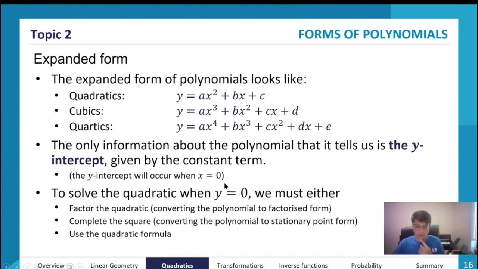Now, something you'll have to consider is with quadratics, polynomials of degree 2, when y equals 0, Methods 1-2 expects you to be able to solve for x. Of course, you might have done this in previous years, but the way we solve the quadratic when y equals 0, we either factor the quadratic, which is where we convert this quadratic from the expanded form into the factorized form, or we complete the square, where we convert the polynomial into stationary point form, or we use the quadratic formula. Now, these other two forms we'll get into in the next slides, as well as the quadratic formula.